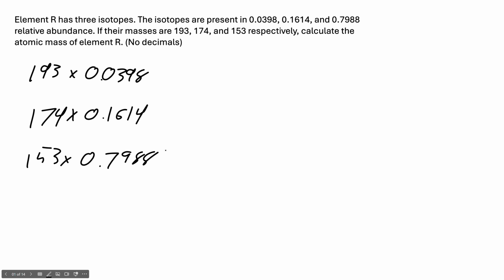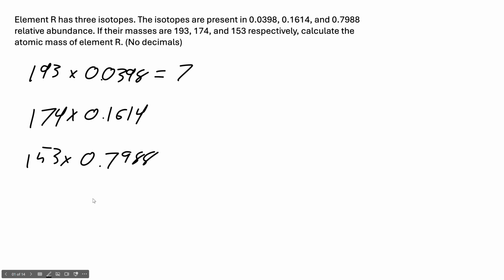What we should find at the end of all of this is a value that is somewhere in between 153 and 193. I'm assuming it's going to be closer to 153 because most of our element is that particular isotope. So for the first one, I got 7.6. Oh boy, sorry. It's a new tablet. I am still mapping some of the buttons, so forgive the occasional mess up here.